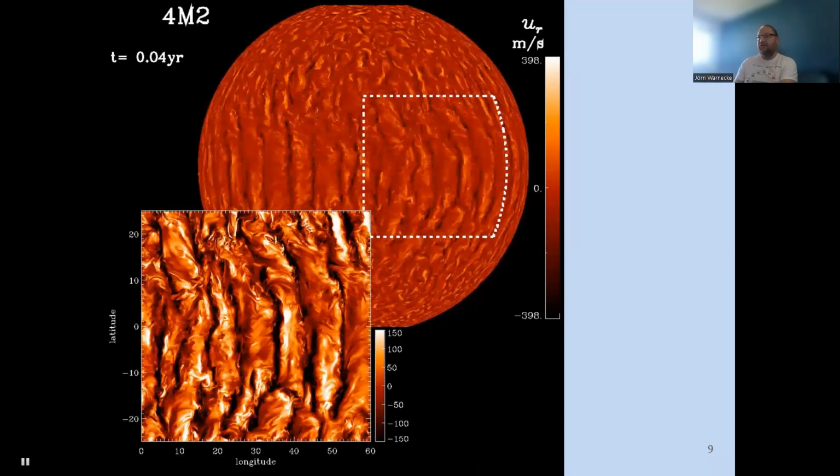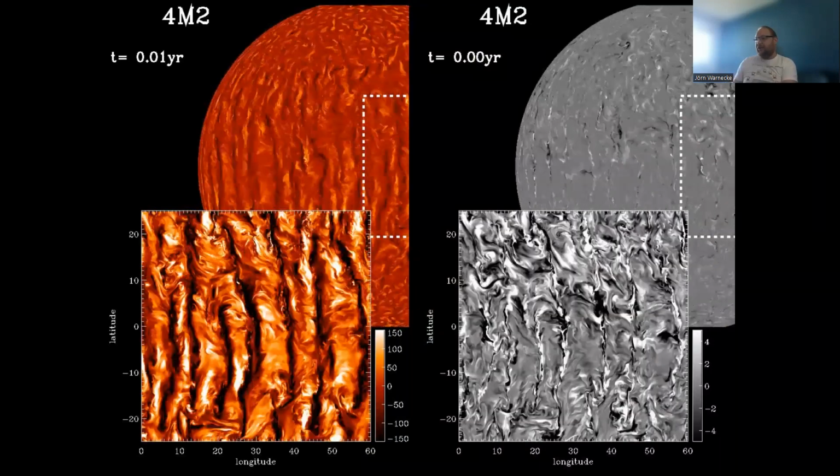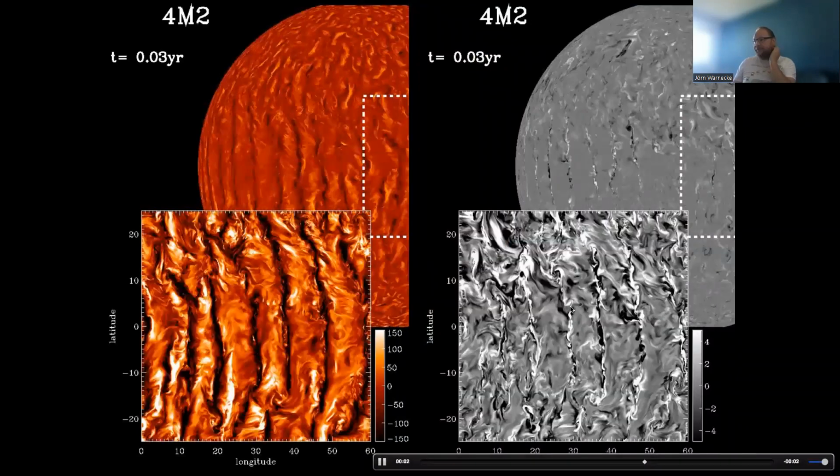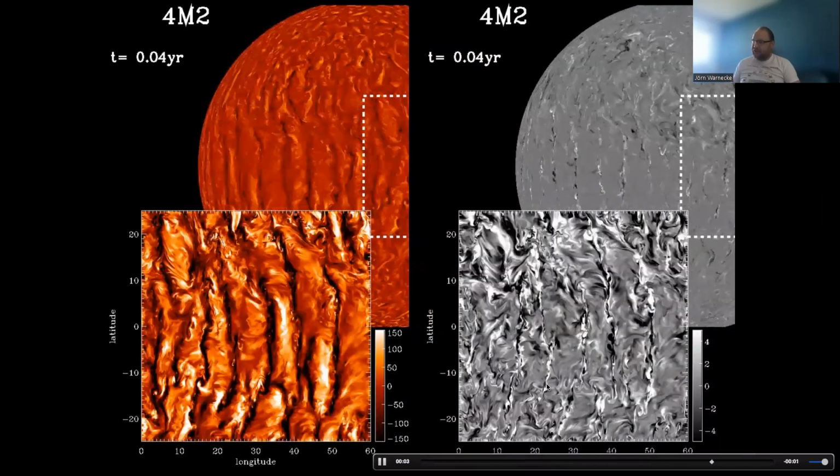Yes, and if you now look at the corresponding radial magnetic field on the right-hand side, then you see this. You have quite nice field concentrations.